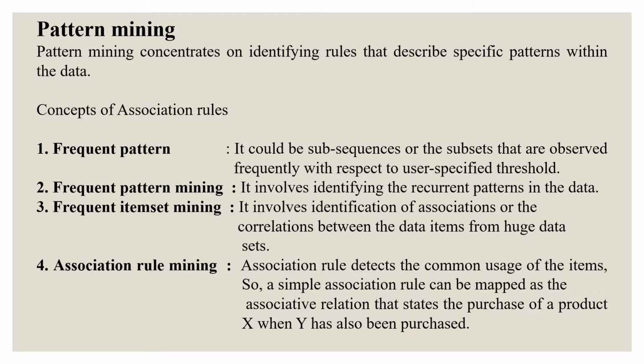Frequent itemset mining involves identifying the association or the correlation between the data items from the used data. Used data is nothing but the database. It identifies whether there is a strong relation or a weak relation between the data items. Association rule mining will detect the commonly used items, meaning it will detect what are the commonly used data from the data set.